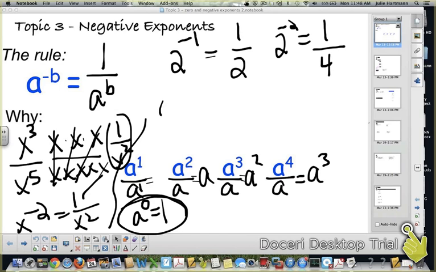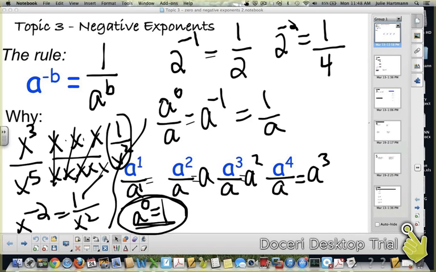And then if you have a to the 0 divided by a, 0 minus 1 is a to the negative 1. Well, what we just discovered is a to the 0 is 1, so 1 over a equals a to the negative 1. Okay, so whenever you have a negative exponent, you basically move it to the denominator.